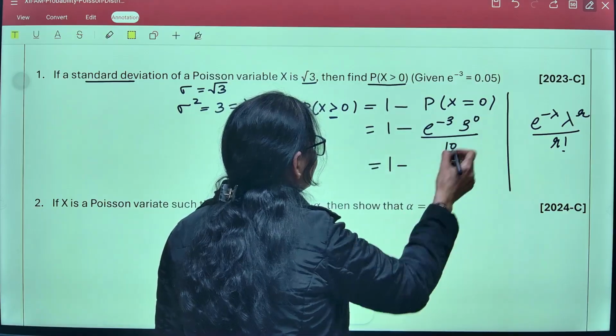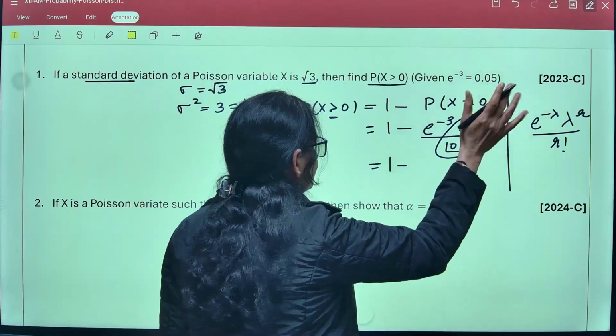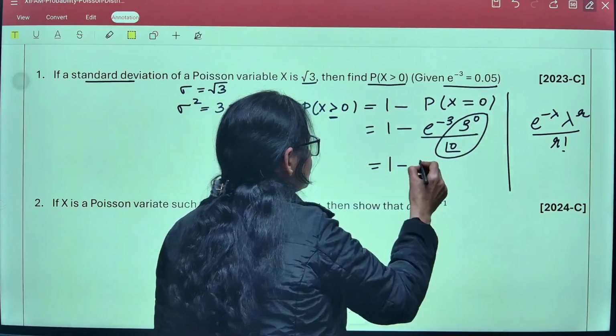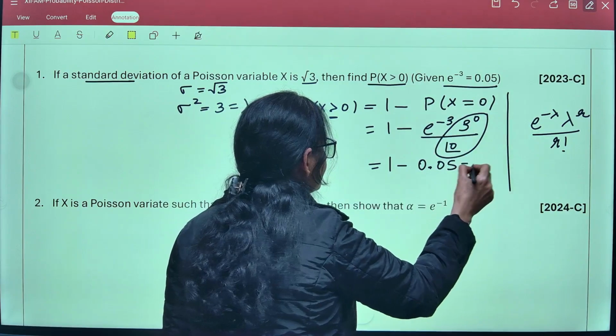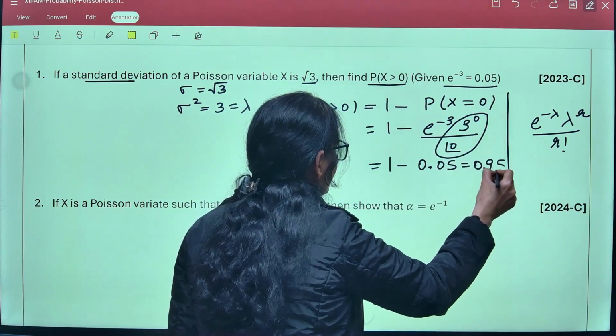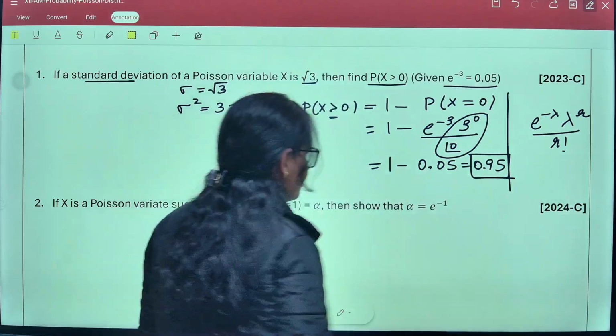So this becomes 1 minus 3 to the power 0 upon 0 factorial is 1. Put the value of e raised to power minus 3, that is 0.05. So that gives you a value of 0.95. So this is your answer.